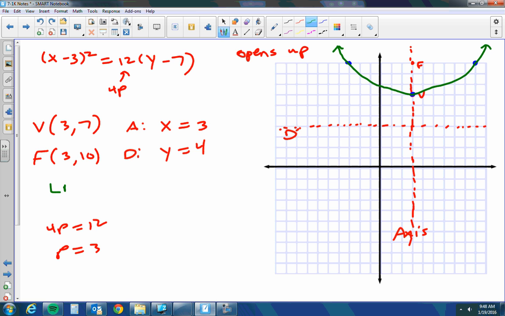And the last thing is the latus rectum. It's always 4p in length. It is a distance, by the way, a length, so it's always positive. How far across was this? 6 and 6 is 12, yes. Or it's just 4 times p. Frankly, this will be the length of the latus rectum, except it's never negative. And there you go.